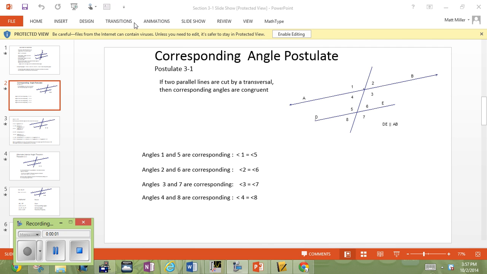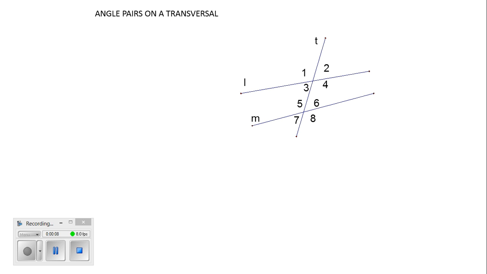Guys, here we go. We're going to start with chapter 3, moving right along, okay? So let's get going with chapter 3. Chapter 3 is going to talk all about two lines with a third line crossing, okay?